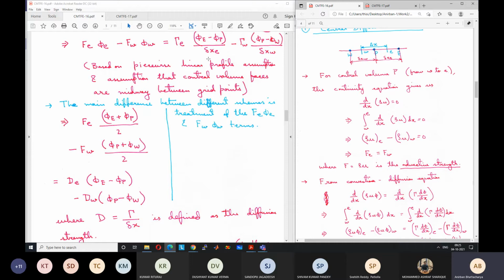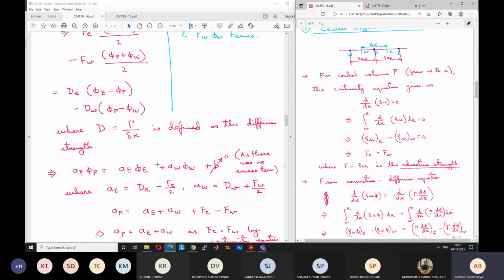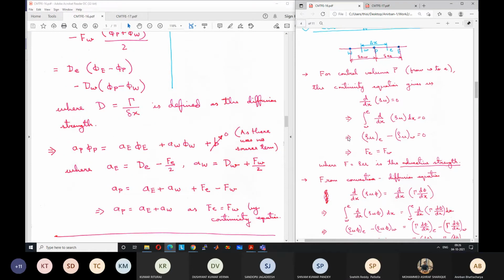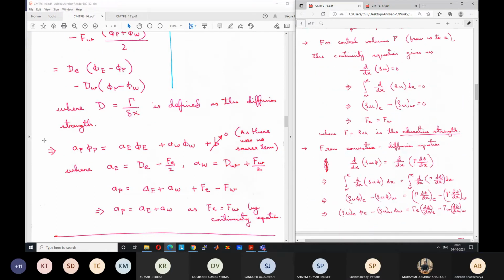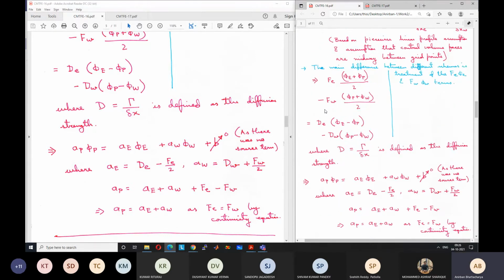So gamma E by delta X we can write as DE, where D is gamma by delta X, which is defined as diffusion strength. So DE (phi E minus phi P) minus dW (phi P minus phi W). Okay, so up to this point it should be clear. Now we can just rearrange the terms. So this is our equation, and we can rearrange the terms.